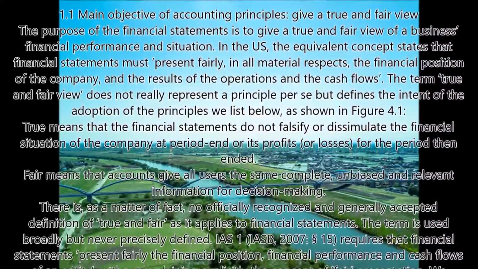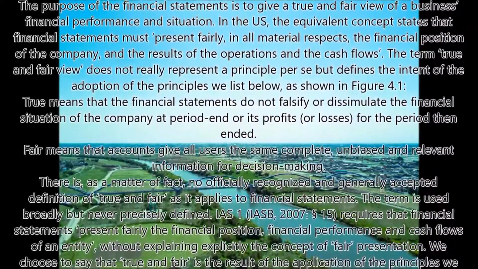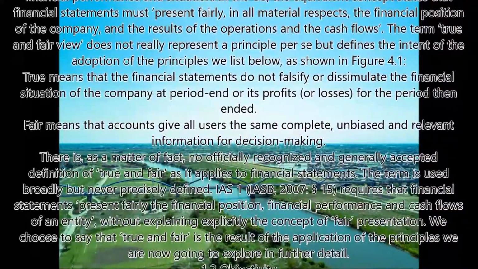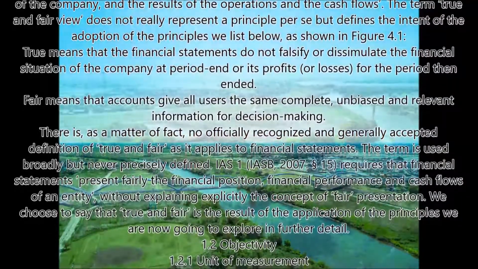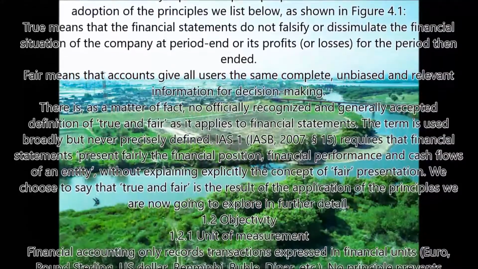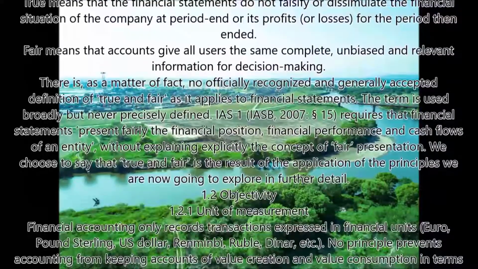There is, as a matter of fact, no officially recognized and generally accepted definition of true and fair as it applies to financial statements. The term is used broadly but never precisely defined. IAS 1, IASB, 2007-15, requires that financial statements present fairly the financial position, financial performance, and cash flows of an entity, without explaining explicitly the concept of fair presentation. We choose to say that true and fair is the result of the application of the principles we are now going to explore in further detail.